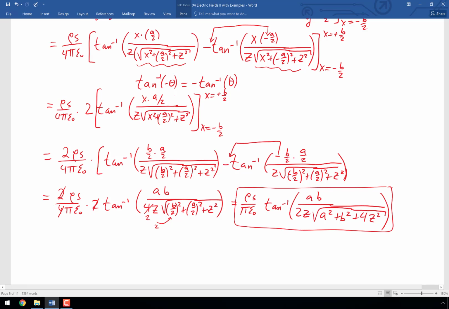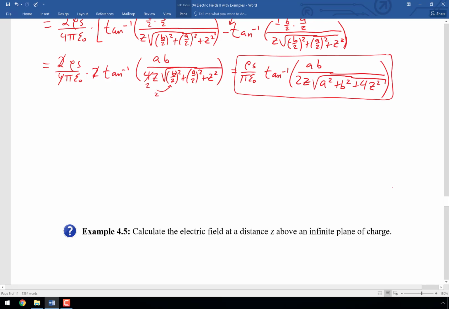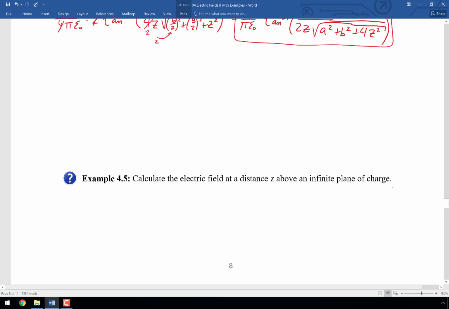Now, the really interesting result would be what happens when we take the limit of that as a and b both go to infinity. So if we calculate the electric field at a distance z above an infinite plane of charge, so now I'm going to take the limit as a goes to infinity and as b goes to infinity of rho sub s over pi epsilon 0 times the arctangent of a b divided by 2z square root of a squared plus b squared plus 4z squared.